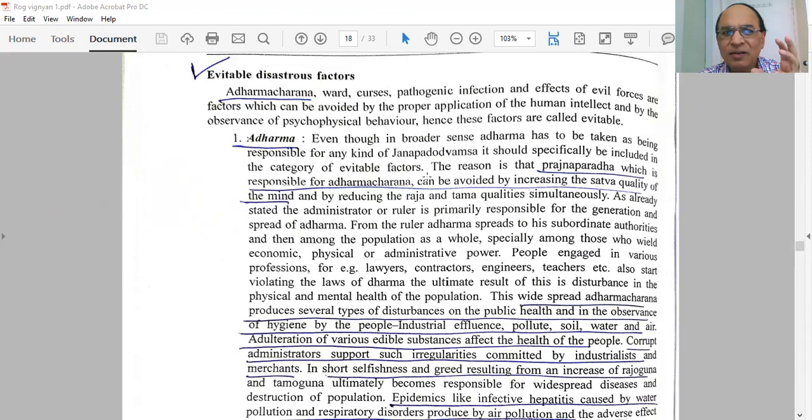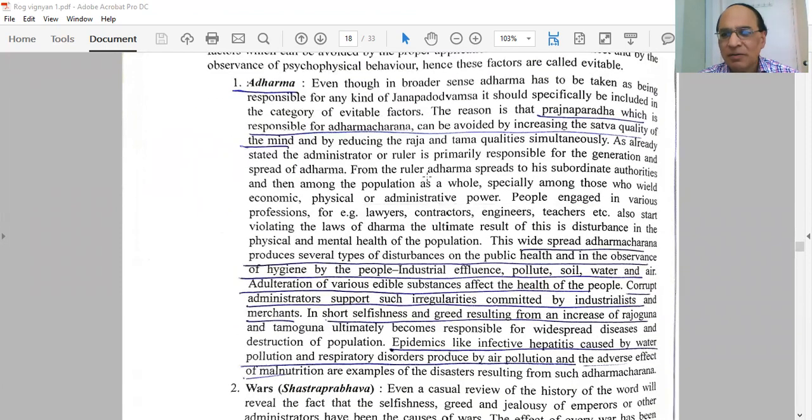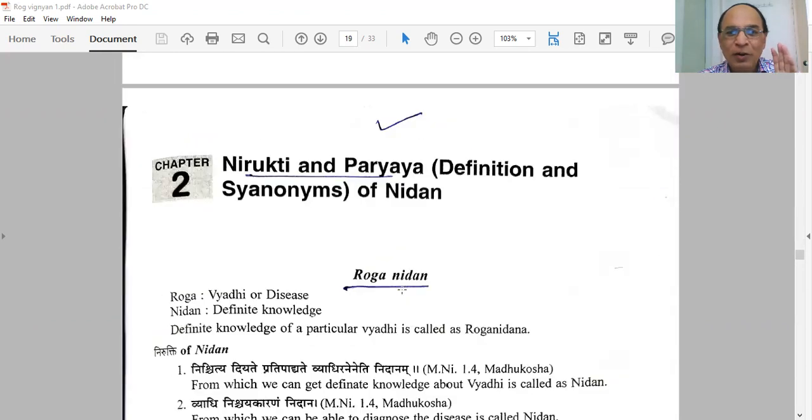What is the main reason? Ayurveda has explained adharma. And what is adharma? Dr. Vivekananda has given the practical example. Widespread adharmacharana produces several types of disturbances on public health and hygiene by the people, like for example, industrial effluents polluting soil, water and air, adulteration of various edibles. Who is doing this? The people are doing malpractices, and those malpractices are pointed out under the heading of adharma by Dr. Vivekananda in this particular book. So you go into the original book and read all these things.